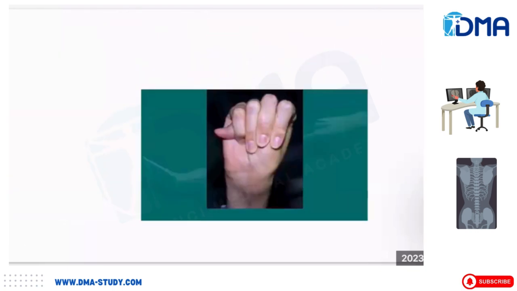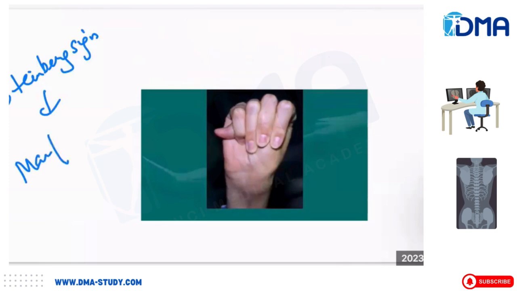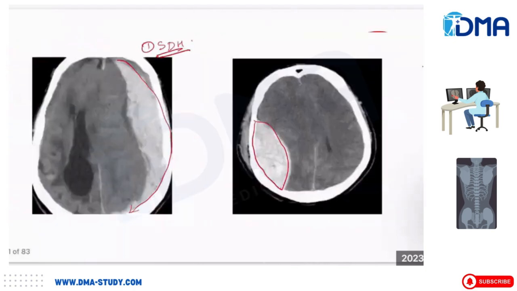What is this sign? And who can do this? This is a Steinberg sign, and only a Marfan syndrome person can do this. Try doing it yourself. 100% your thumb will be inside the hands. The thumb will not go beyond. If it's going beyond, then you are possibly having Marfan syndrome.